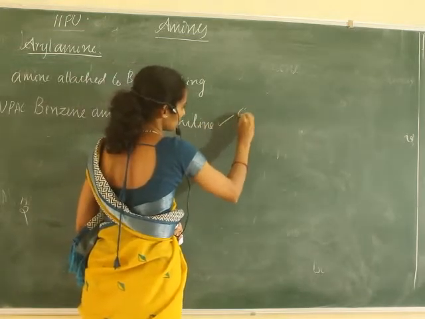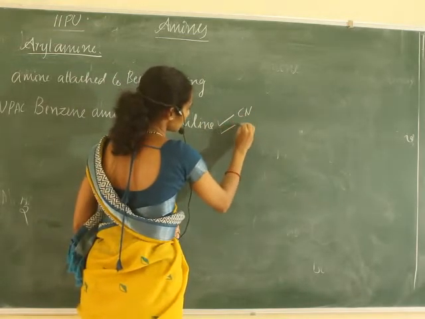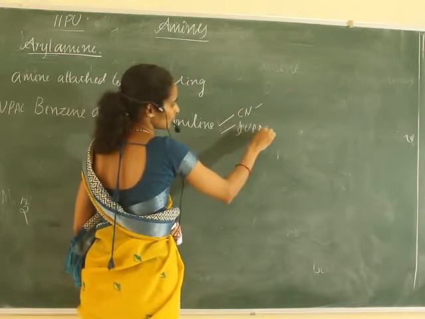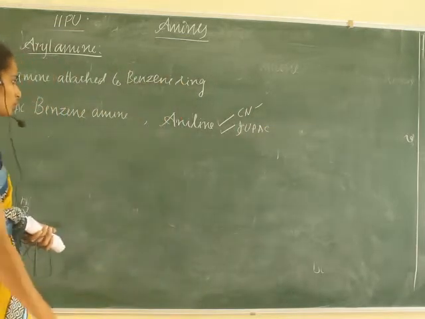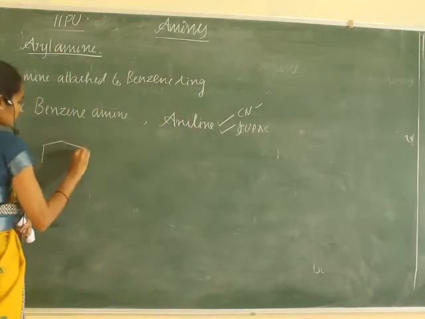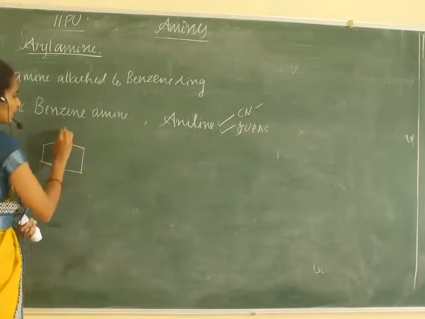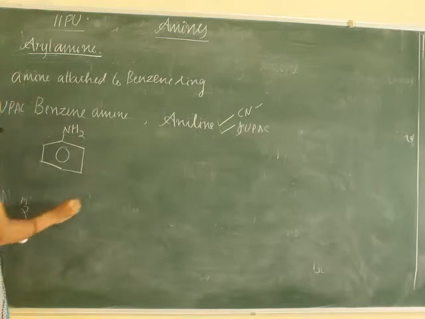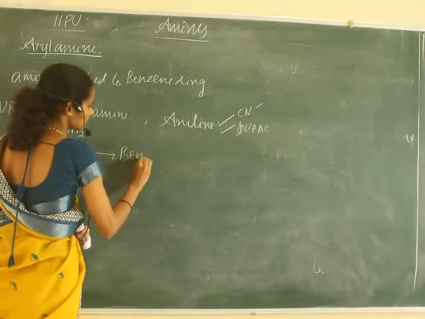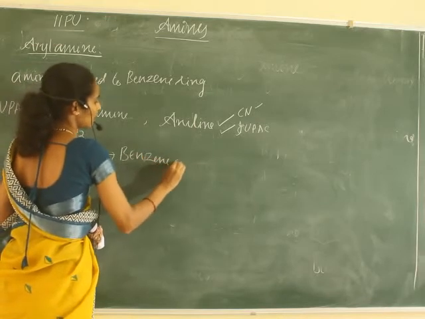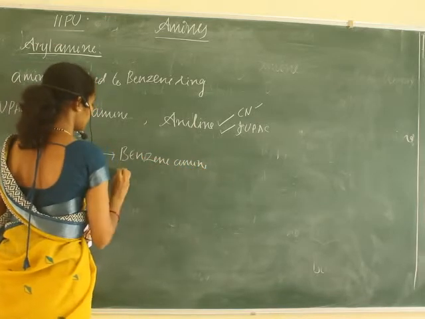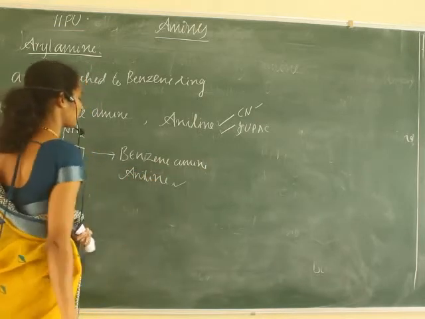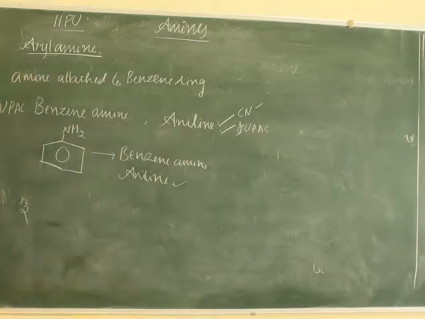Aniline is accepted in the common system of nomenclature as well as IUPAC. First, aniline is a common name, and it is accepted in the IUPAC system of nomenclature. That is the simplest form of aryl amine, that is aniline, the simplest one. It is benzene containing an amine group, and it is named as benzene amine, or as aniline. Aniline is an accepted common name as well as in the IUPAC system of nomenclature.